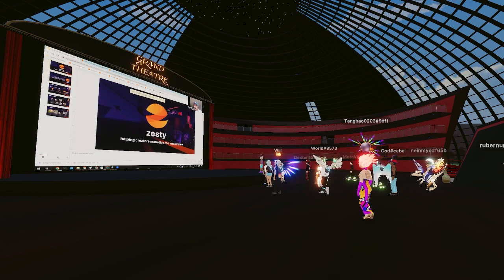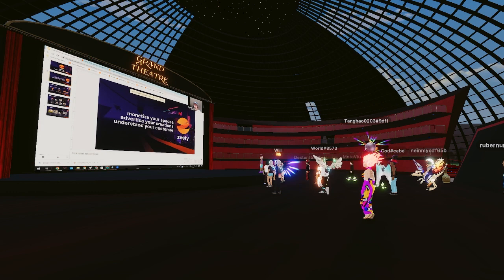So Zesty is really about helping creators monetize in the metaverse. It does three core things. The first one is monetizing spaces, if you have land in Decentraland, for example. The other one is helping creators advertise their creations, say you had another game or experience you want to share. And then we also provide some analytics that allow you to understand your customer better.